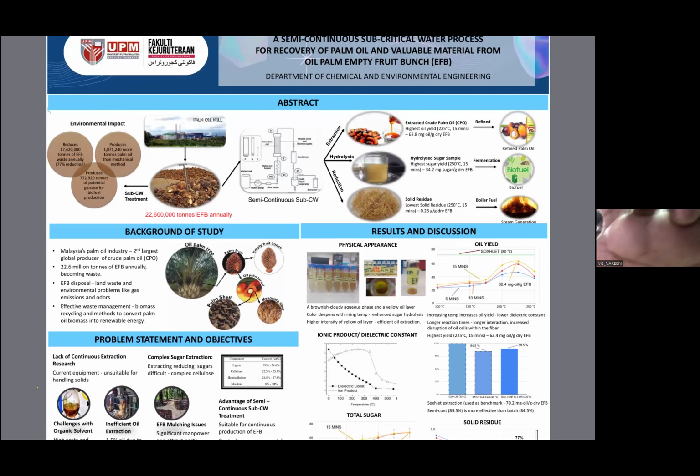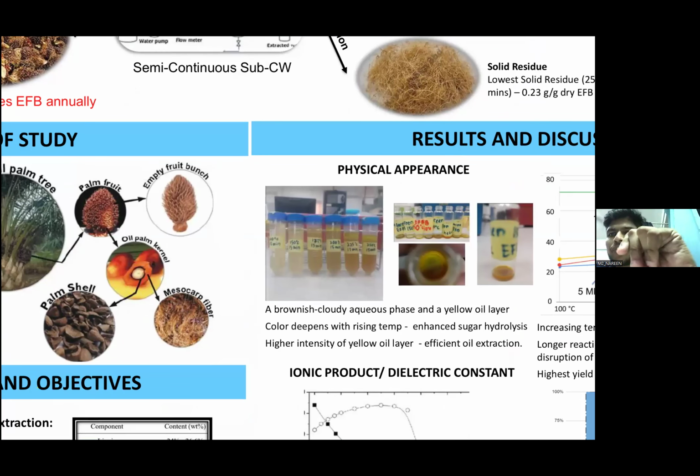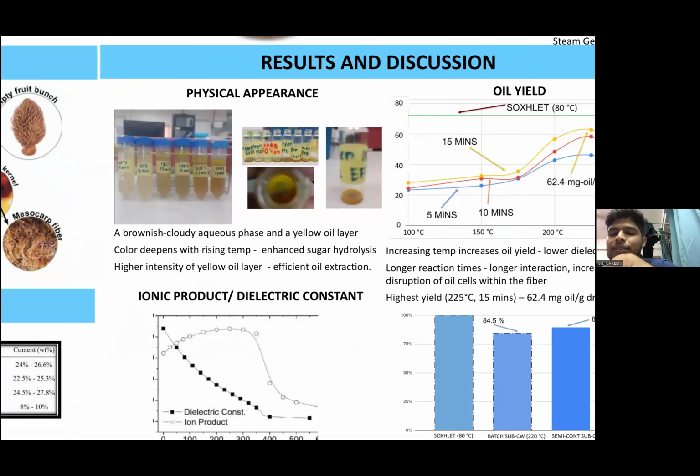As you can see, two phases were observed after the centrifugation: one is the oil phase, another one is the aqueous phase. As for the oil phase, as you can see based on the picture, as the temperature increases, a high intensity of yellow oil layer was observed, and this shows a more efficient oil extraction as the temperature increases.